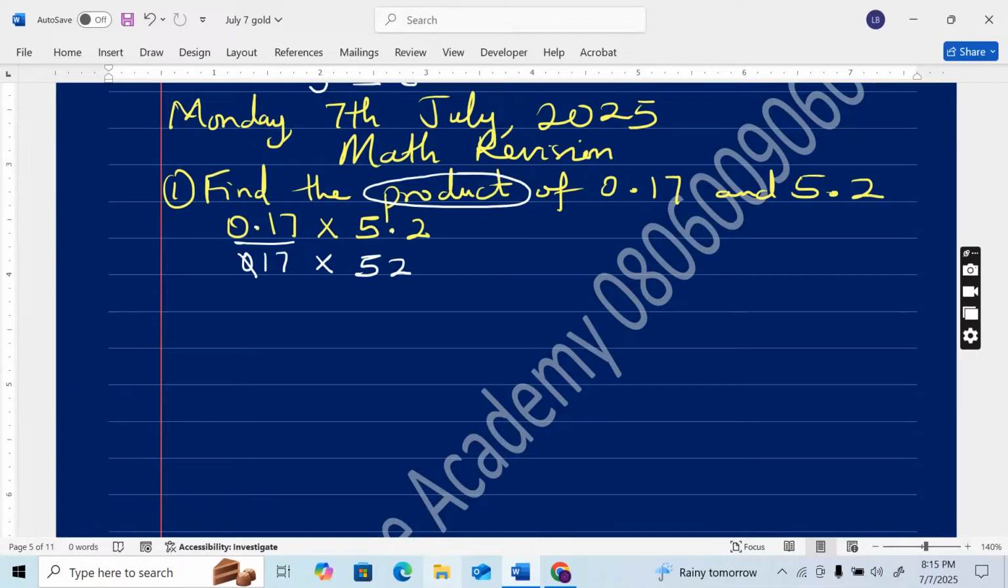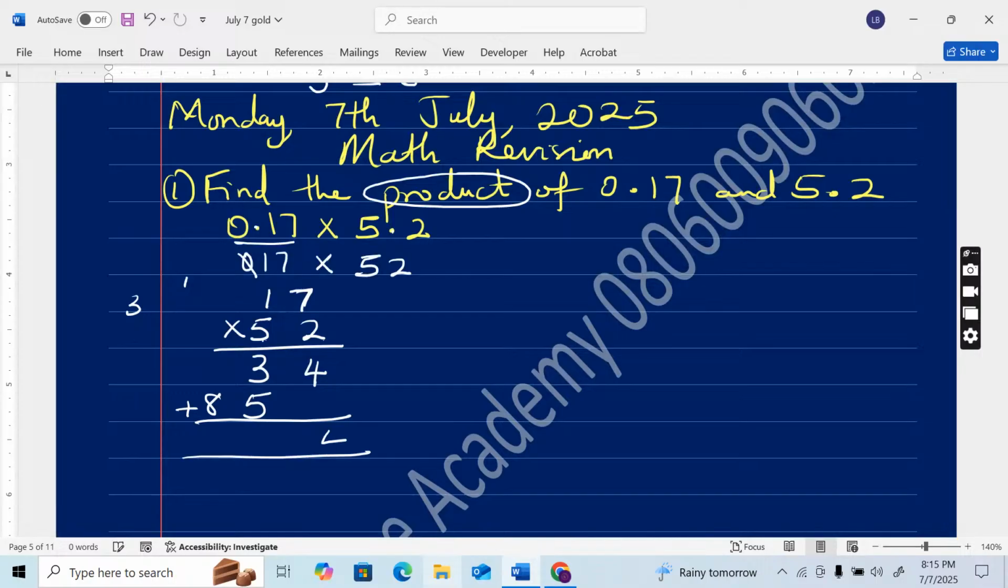So let's multiply 17 by 52. I'm teaching you like I'm teaching a primary 3 pupil, so you can understand better. 2 times 7 is 14. Write 4, carry 1 over. 2 times 1 is 2, plus 1, that will give us 3. Then 5 times 7 is 35. Write down 5, carry 3 over. 5 times 1 is 5, plus 3, you have 8. Then we add everything together. So 4 right here, 8 here, 8.